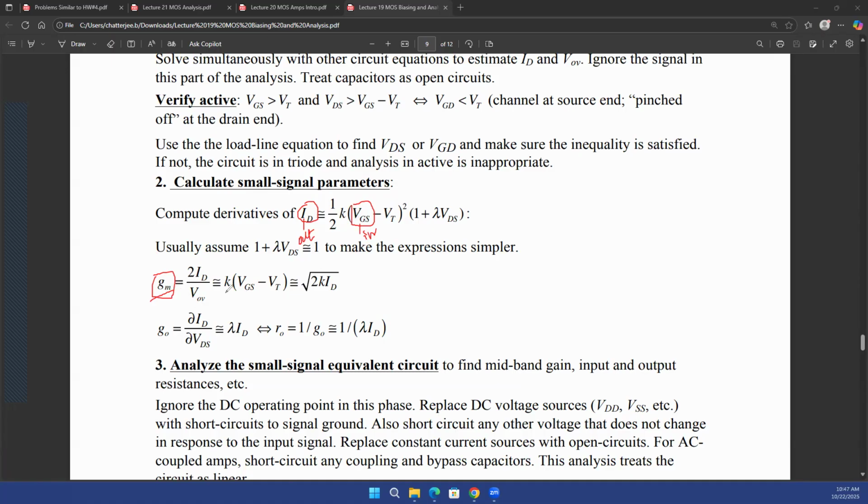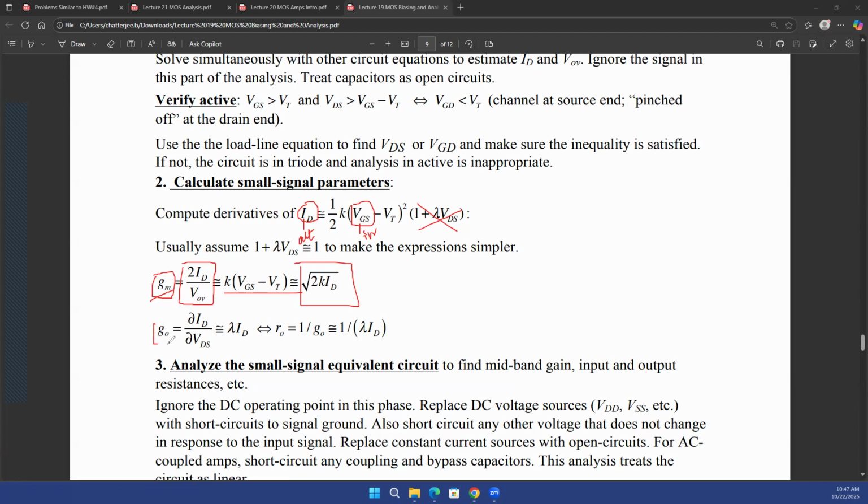And you'll see that that will be equal to K times VOV, because if you just take a derivative of this, and let's say you just neglect 1 plus lambda VDS for now. So in that case, if you take a derivative of ID with respect to VGS, you'll get K times VOV. You can also represent that as twice ID over VOV, or square root of twice K times ID. This is basically the same equation as we had proved in the previous classes.